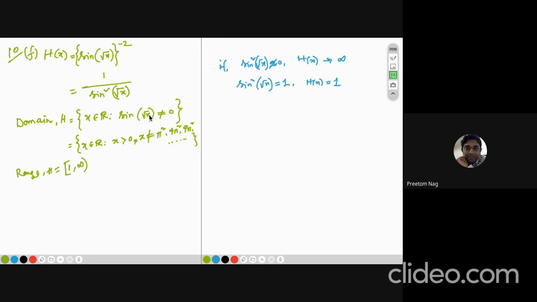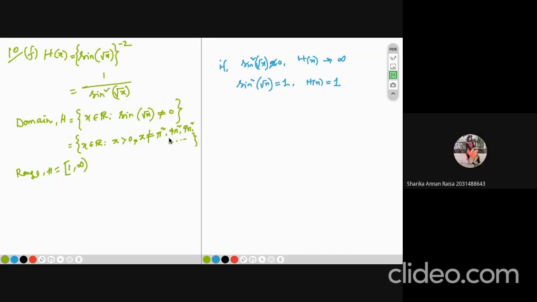If x is pi square, then square root of pi square will be pi, sin pi becomes 0, then 1/0 becomes infinity again, right? So pi square is not possible, 4 pi square is not possible, 9 pi square is not possible. Is it okay? And then 16 pi square. These values are not possible. Okay? And range is 1 to infinity. So the domain will change a little. In the domain, x cannot be pi square, 4 pi square, 9 pi square, these values. Okay?